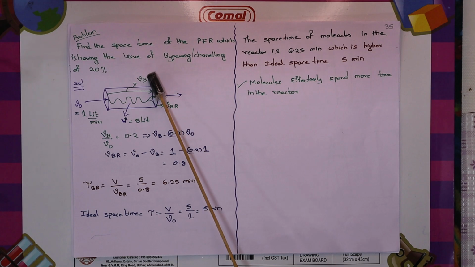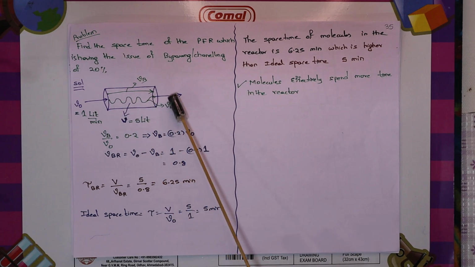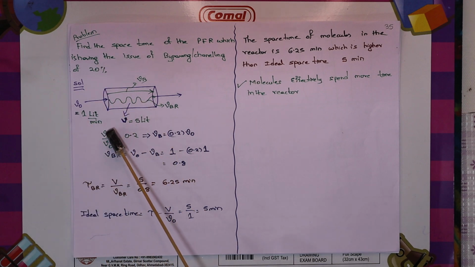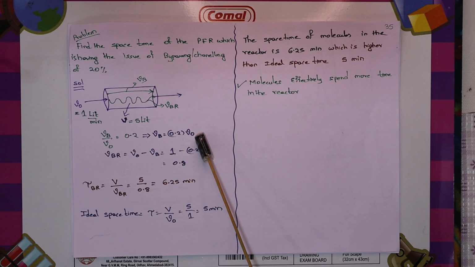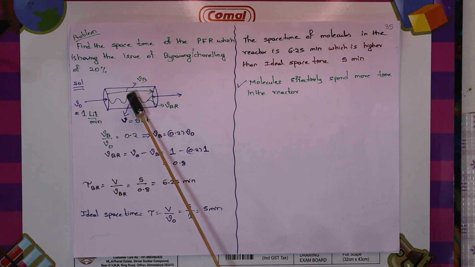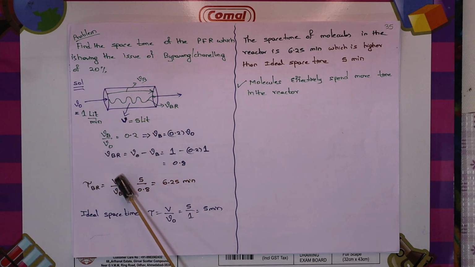nu B is the volumetric flow rate that is getting bypassed in the reactor. nu BR is the volumetric flow rate that has gone through the reactor, which contributed to the reaction. It is given that 20% is bypassed, that is, the bypass volumetric flow rate divided by the total volumetric flow rate is 0.2. Therefore nu B is equal to 0.2 times nu 0. Therefore nu BR is the total volumetric flow rate minus the volumetric flow rate in the bypass stream, so 1 minus 0.2 times 1 is 0.8. Then the space time of this non-ideal PFR is volume divided by volumetric flow rate nu BR: 5 by 0.8, which is 6.25 minutes.